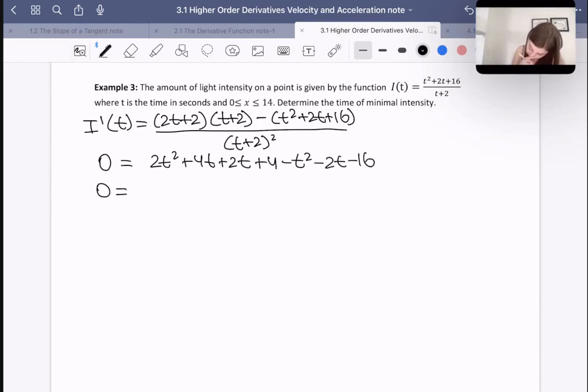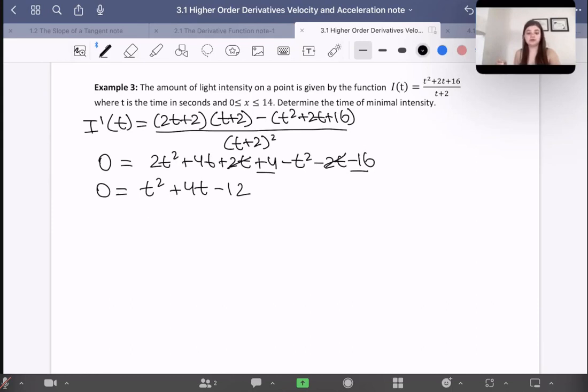So we'd have t squared, and then these two cancel out, so we just have plus 4t. And then we have these two to add together, so we're going to have minus 12, I believe. Yeah, minus 12. Okay, and now we need to factor this or use the quadratic formula in order to solve.